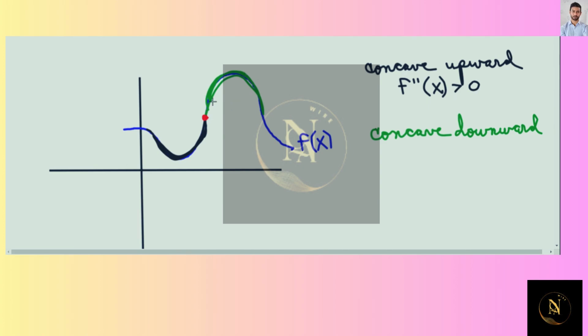This portion of the graph is concave downwards, kind of like an upside down U. It's opened up facing down. So this is concave downwards. For x values in this region where the graph is concave down, the second derivative will be negative.